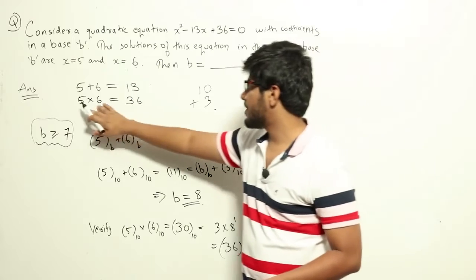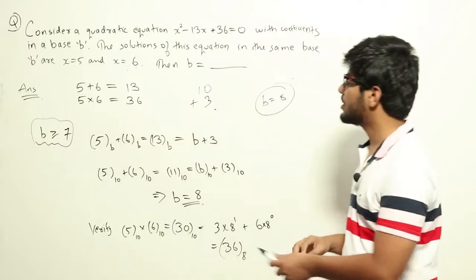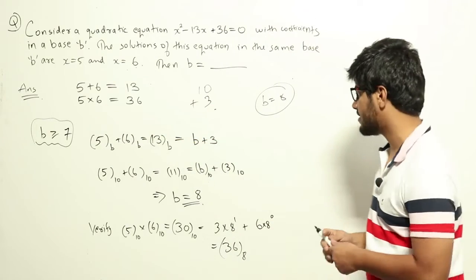Now we can verify this. We have also been given 5 into 6 equal to 36.